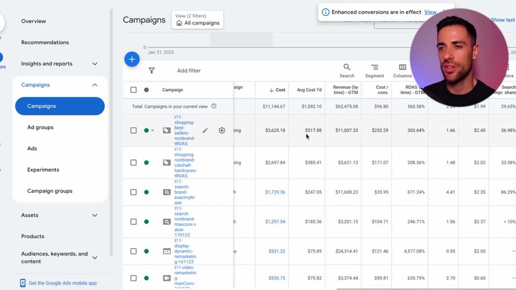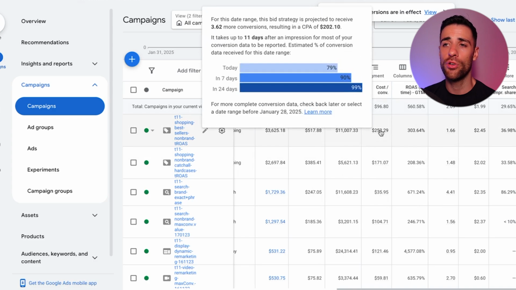But you can ask what ones it'll tell you on. Anyone that has one of the bidding strategies that allow this to pop up, in that conversion related column, if you come and hover over the value that's in the column, you'll see this window pop up for each campaign, okay? And you'll see the second paragraph at the top. It says it takes up to 11 days after an impression for most of your conversion data to be reported.